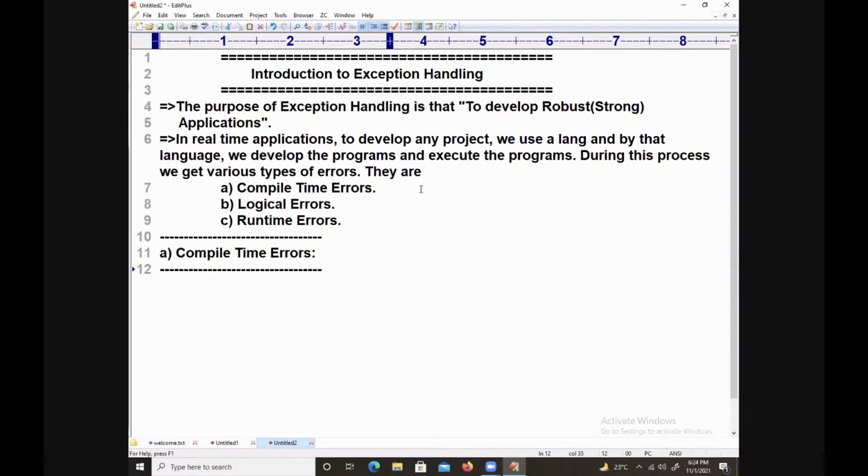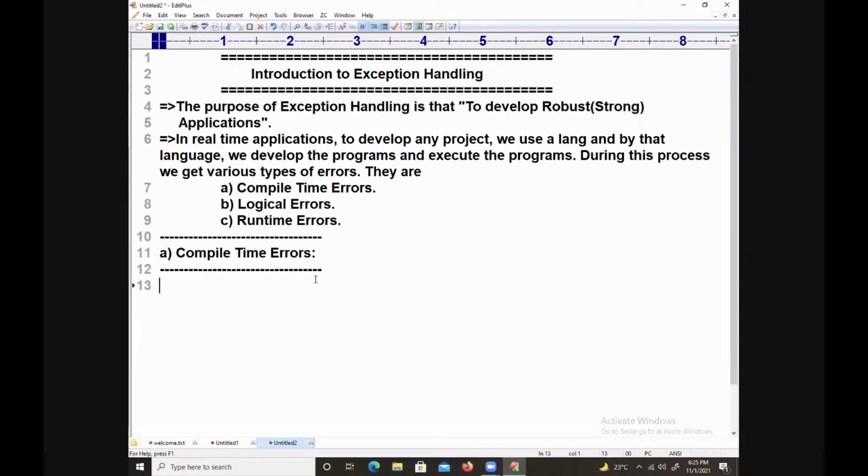Carefully understand. Whenever I ask, try to remember. How many types of errors are we getting? Come on, quickly. Three types of errors are coming. What are they? Shortcut: CTE, compile time errors. LE, logical errors. Next is RTE, nothing but runtime errors. Three types of errors: compile time errors, logical errors, runtime errors.